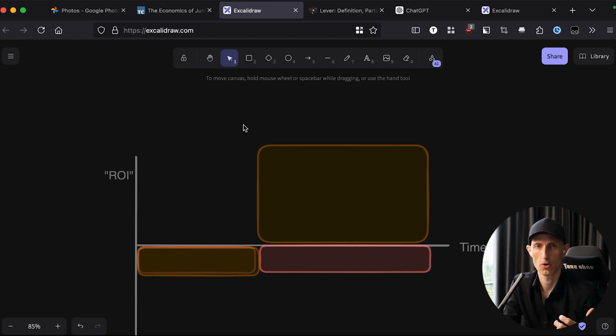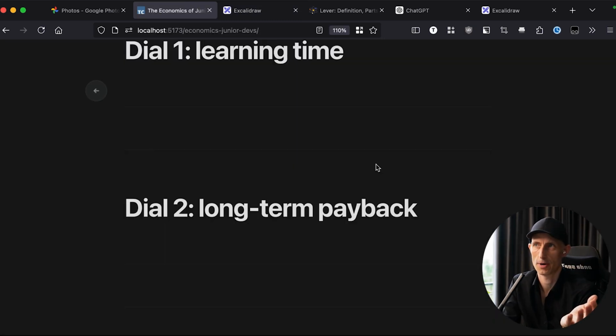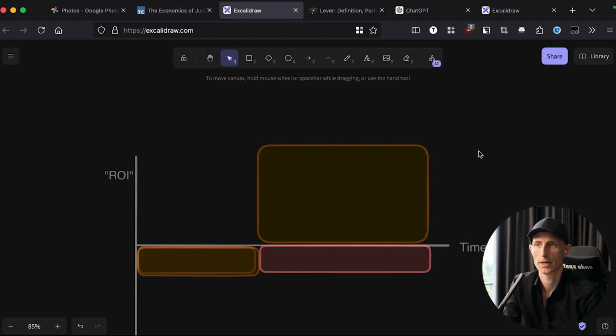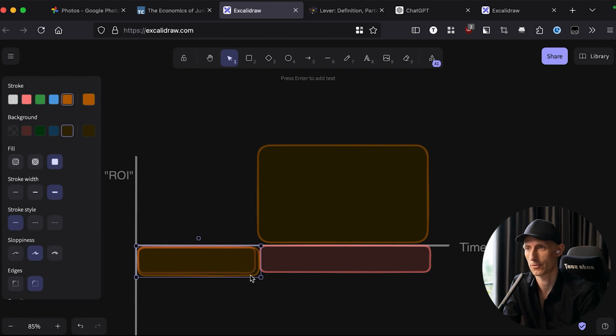Because if you're only learning on the job, then you might not even have enough time in order to produce the output. So it's a complex world. Putting as much time into learning is a good first lever to pull. The second lever is long-term payback. And this is a bit of a sensitive topic because everybody should have their fair salary and stuff, but it's just reality. I'm just talking about reality here.